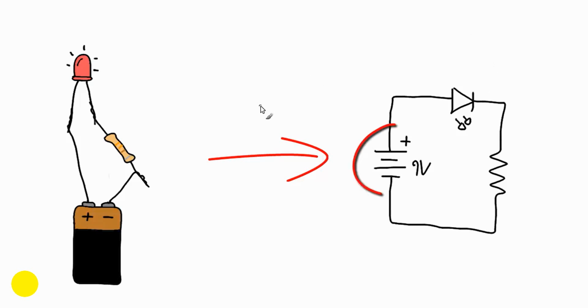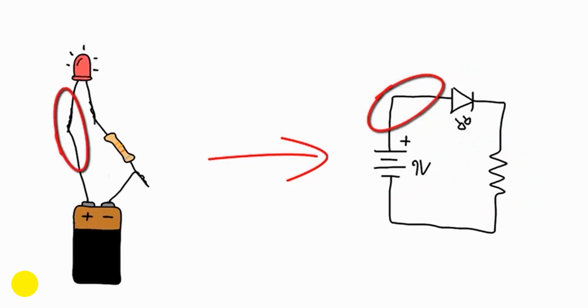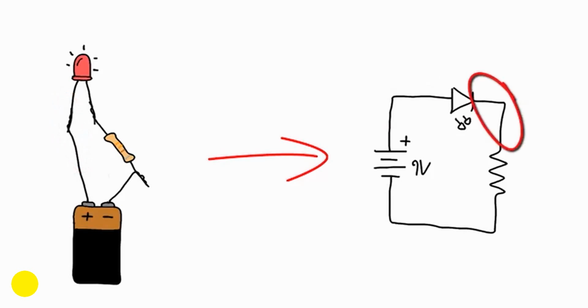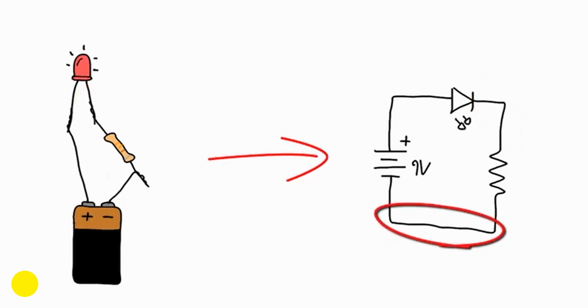So here we have the battery, here we have the LED, and here we have the resistor. And you can see this line here represents the wire that connects the batteries here. This line here represents the wire that connects the other side of the LED to the resistor. And this line down here represents the wire that connects the other side of the resistor back to the battery.